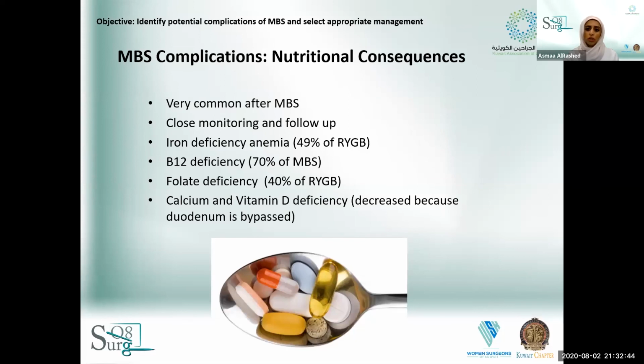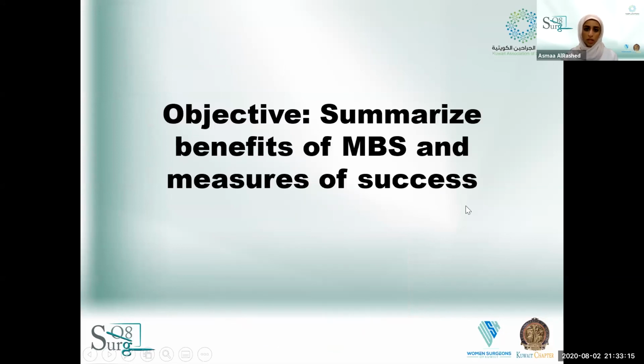Moving on to nutritional consequences. Again, they need a lecture on their own, but just know that these nutritional consequences are very, very serious. They can present with permanent neurological deficits and damage, and they are very common in bariatric patients. All the surgeries that we discussed, except for the band, can have either iron deficiency and so forth. So make sure your patient takes their supplements.